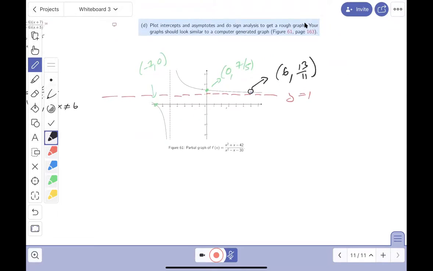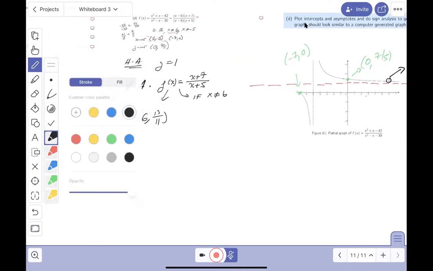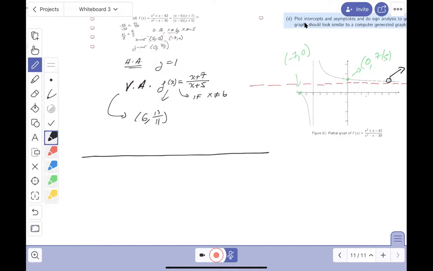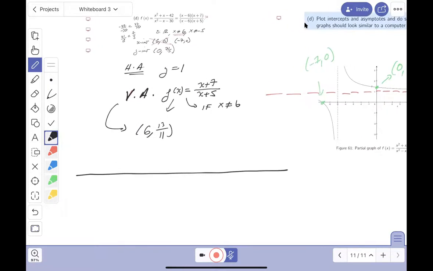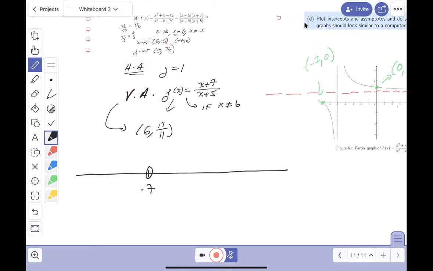All right, you see the hole, right? So 6, 13/11. What's 13/11? It's a little above 1, right? That's not so bad. I got that hole covered. Let's talk about the vertical asymptote, though. How do I do that? Well, I guess sign analysis, right? And let's put that down for you. Kind of looking at it. I'm going to write the numbers down for you. -7, -5, right? And 6.